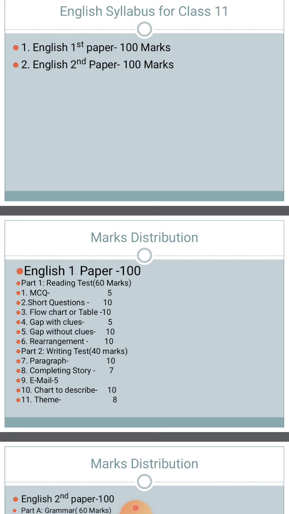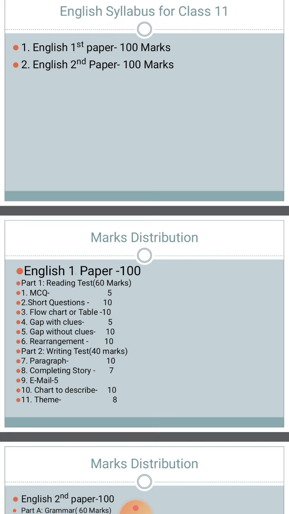Before that, you must learn about the marks you have in your papers. That is, English first paper, you have only 100 marks, and you will get two parts in your English first paper. Part 1 is called reading test, and you have only 60 marks here. In the very first question, you will be given a passage from your textbook, and you have to answer two questions from that passage. One is MCQ, multiple choice questions, which carries 5 marks, and you have to write the answers of 5 short questions, each carrying 2 marks. So total 10. This is 15.